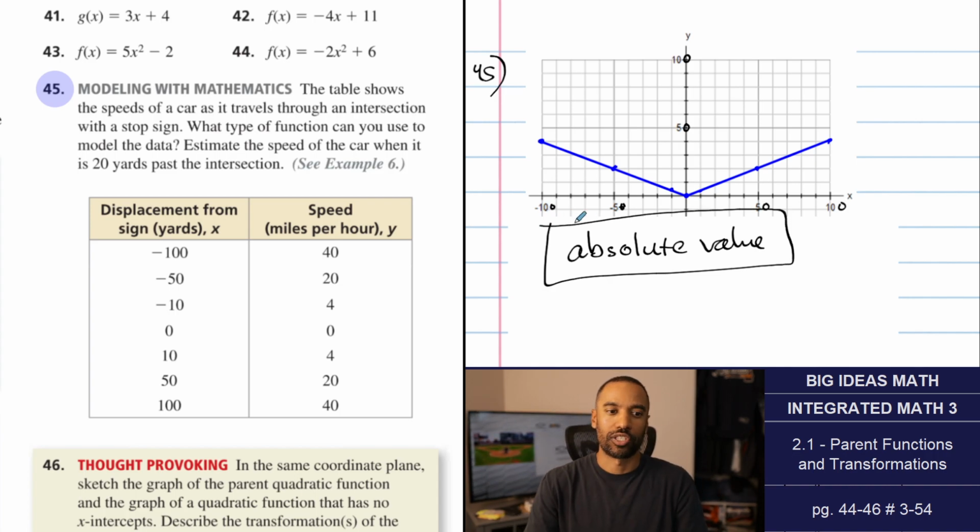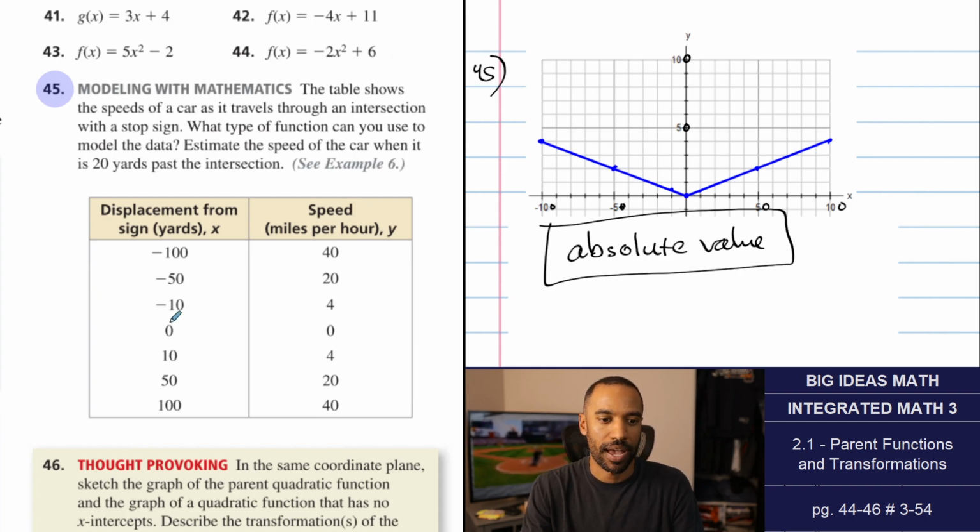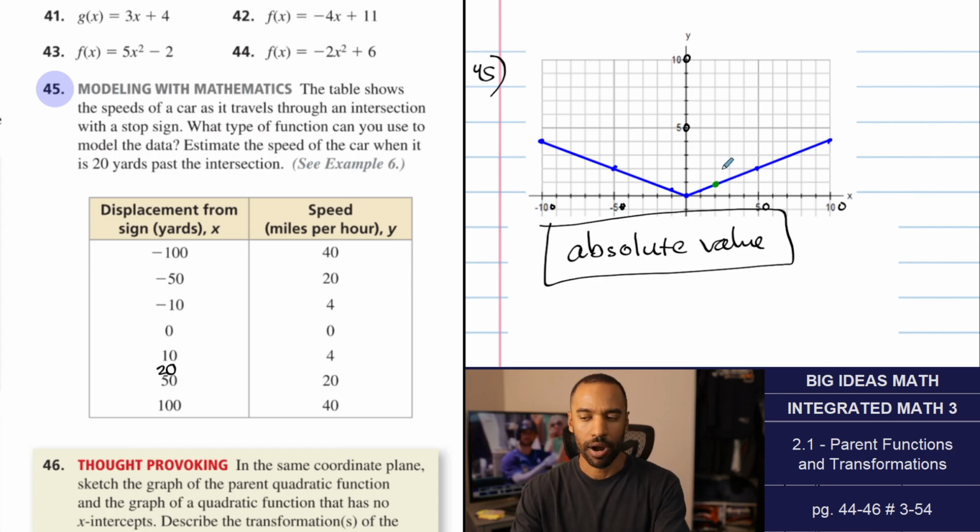Estimate the speed of the car when it's 20 yards past the intersection. So 20 yards past the intersection is when x is positive 20 right here. We're going to go to our graph and take a look at that. So when x is 20, we estimate about right here. It didn't quite hit 10 miles an hour yet. It's probably not till about this part at 25. So at 20, it's a little bit less than that.